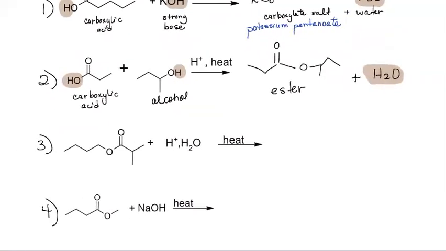Let's go over reaction number 3, okay? If you're given an ester and you see that your reagents are acid, water, heat, this is acid hydrolysis. And in acid hydrolysis, we're going to make 2 things. We're going to make a carboxylic acid, and we're going to make an alcohol.